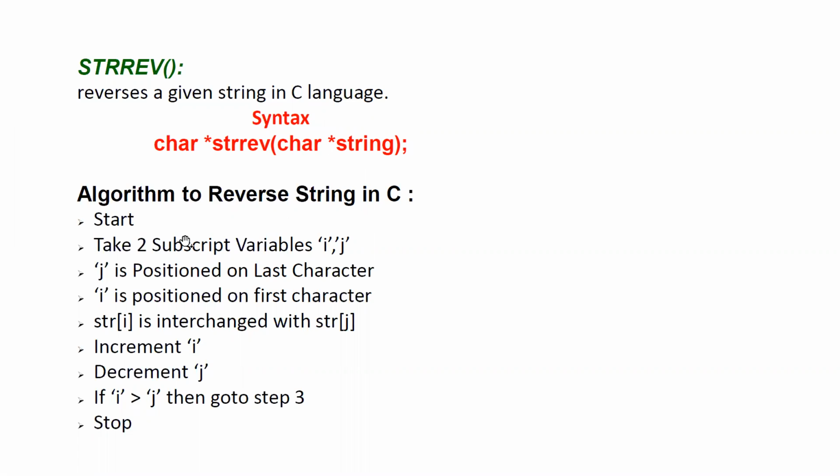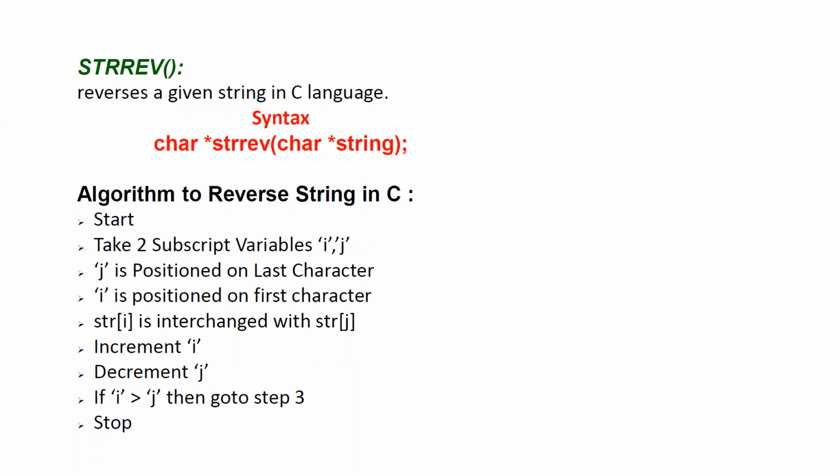First, you need two variables. One is i and another one is j. What happens here is that i is placed at the first character of the string and j is placed at the last character of the string. Then you have to interchange the characters at i and j, I mean the positions. i is at the first place, j is at the sixth place. Now we have to interchange the characters at those positions.